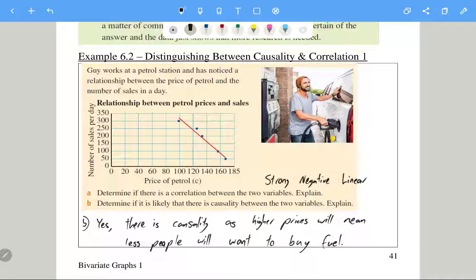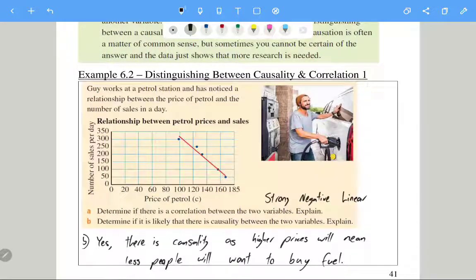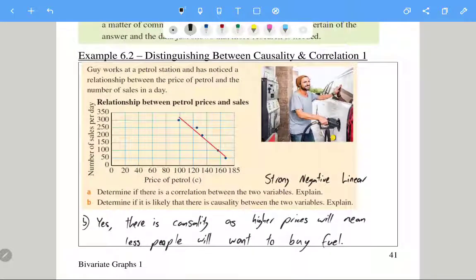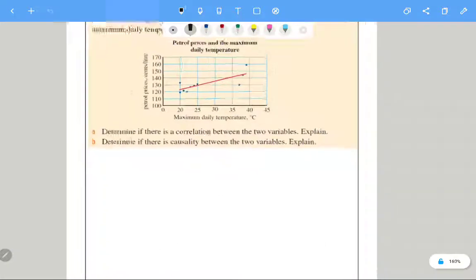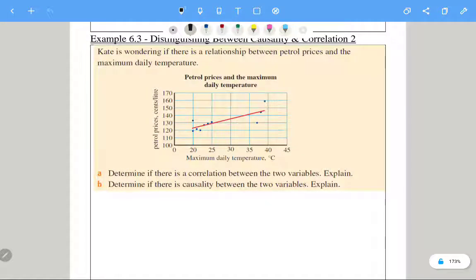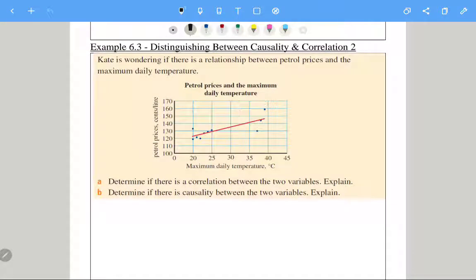That's not always going to be the case. So after you've had a go at the question, then we're going to have a look at the second example. So Katie is wondering if there is a relationship between petrol prices and the maximum daily temperature. Determine if there is a correlation between the variables and explain.